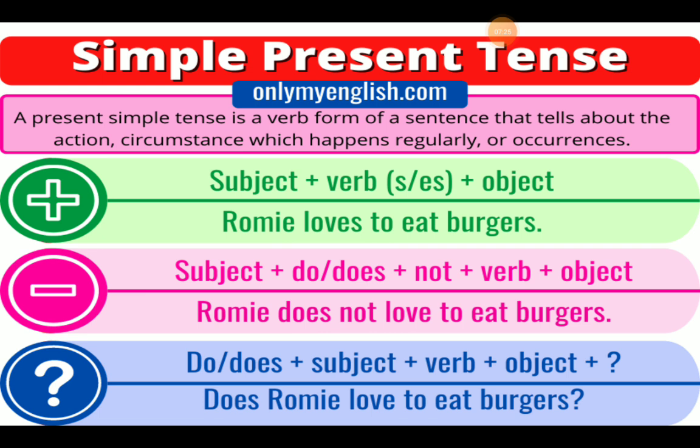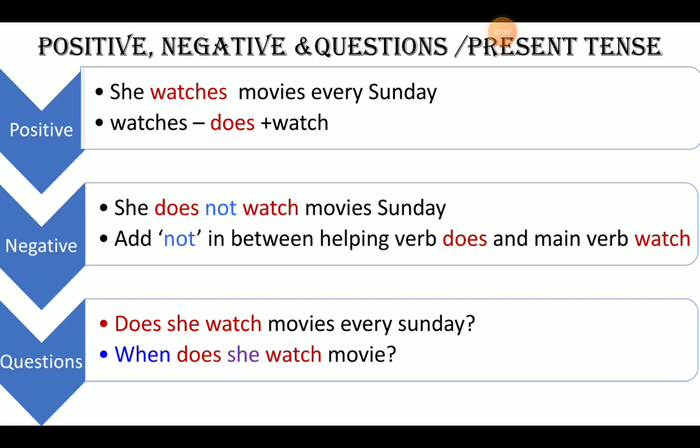So for a third person singular subject, we have to use the VS form. For other subjects, we can use the V1 form, the ordinary V1 form. Example: she watches movies every Sunday. Here, as the subject is the third person singular pronoun she, we have used watches, that is the VS form.